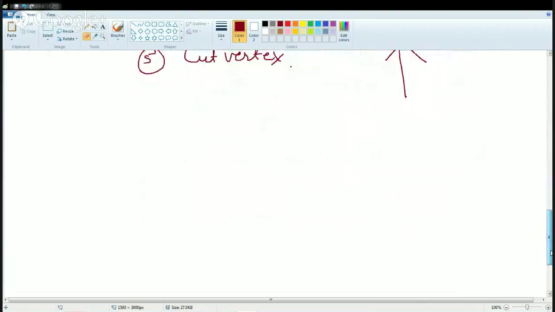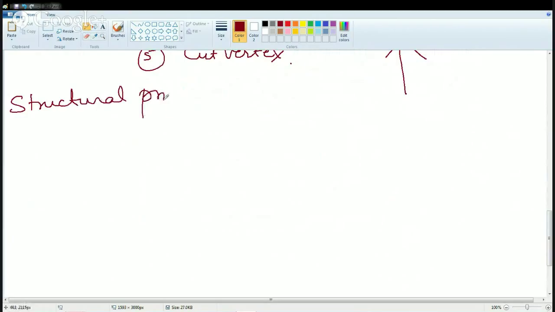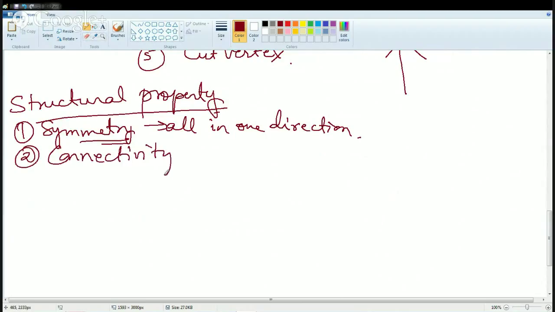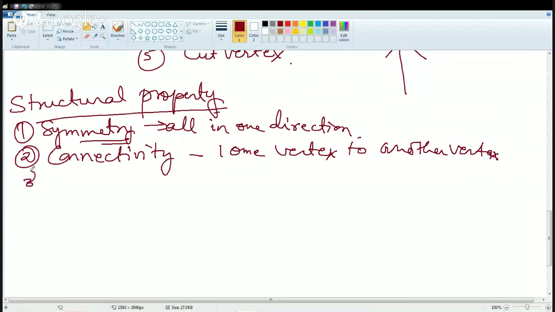Now let's talk about the next thing, that is the structural property of a graph. Under structural property, first is symmetry or asymmetry. Symmetry means all the edges and vertices are linked in one direction. So that is kind of symmetry. The next is connectivity. That means one vertex is connected to another vertex. That is connectivity. The third is complement.